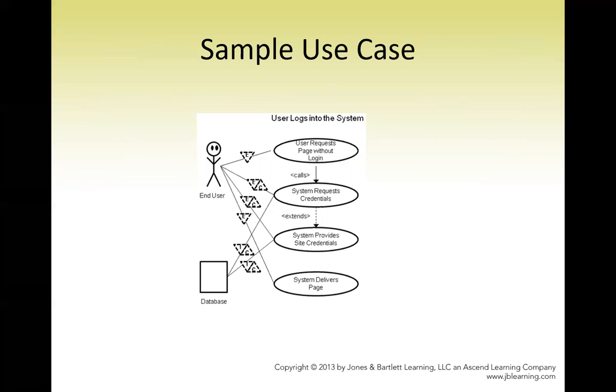So we have an end user and a database here, which are our actors. We have the relationship and the process. User requests page without login, system requests credentials, system verifies credentials, and system delivers pages. All of this information is how we can use a use case.